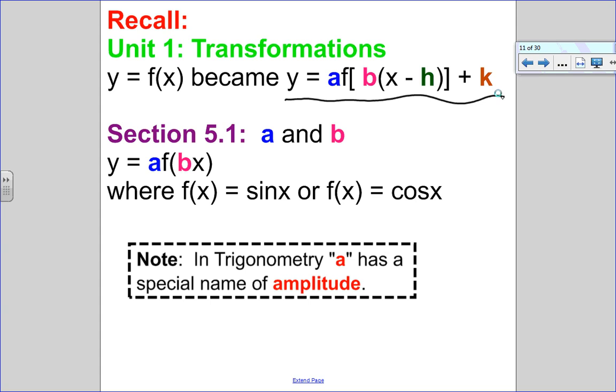So in this lesson, we're going to focus on a and b. Now, a in trigonometry has a special name. So normally we have a, vertical stretch and reflection, b, horizontal stretch and horizontal reflection, h, horizontal translation, k, vertical translation. In trigonometry, they all have special names. So in trigonometry, a is called the amplitude. So everything except for b has a special name. So a has a special name, h and k, which we'll learn in the next lesson, also have a special name. B stays the same.